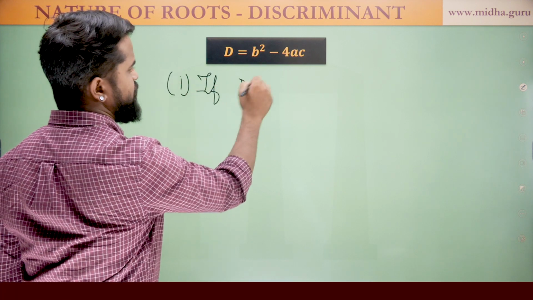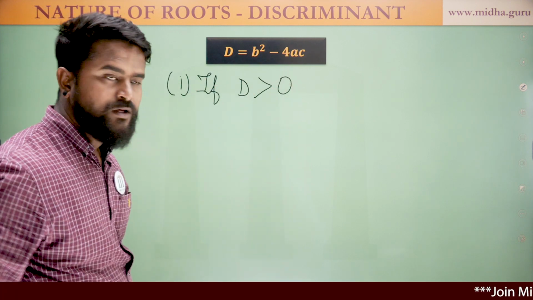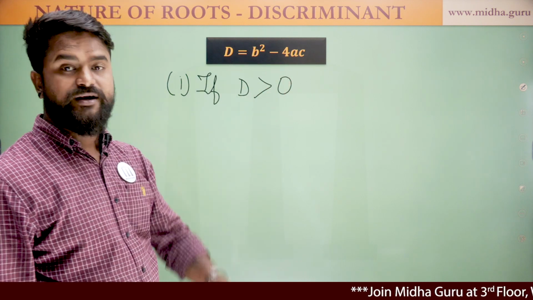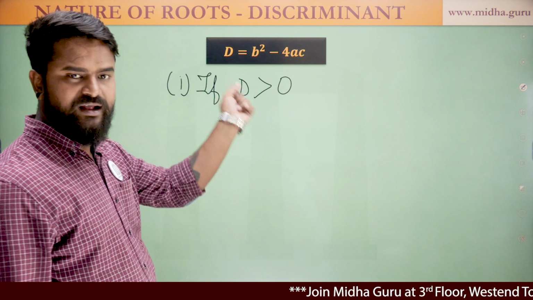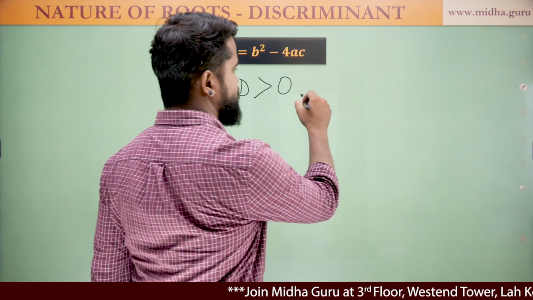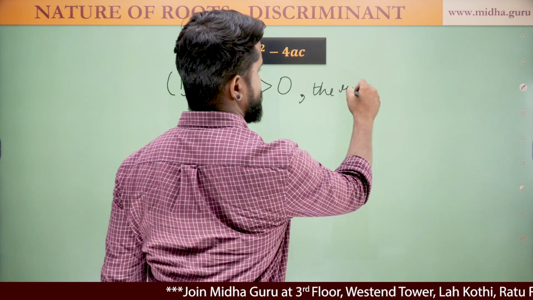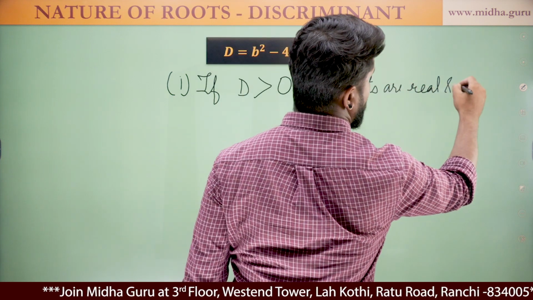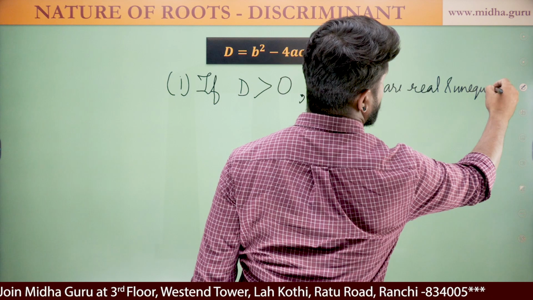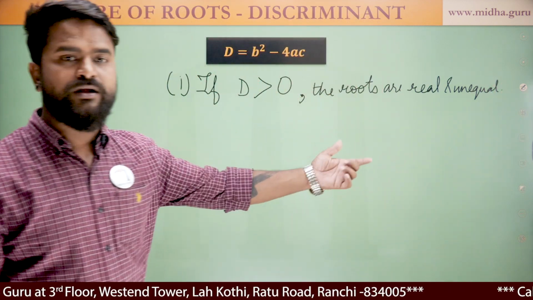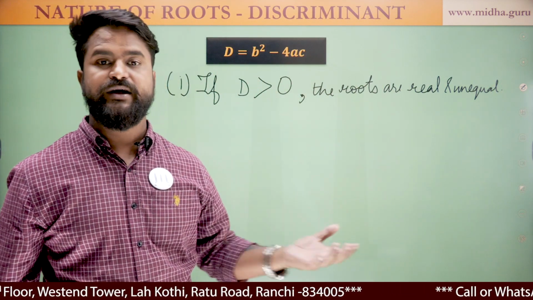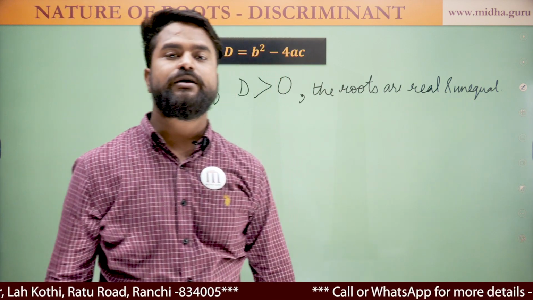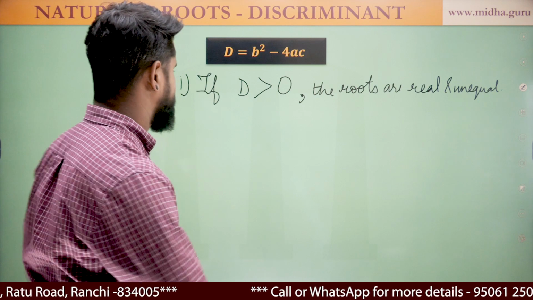If d is greater than 0. So now I calculate this value of b square minus 4ac and I see that it is greater than 0. That is, the discriminant d is greater than 0. Then I can say that the roots are real and unequal. That is, there will be real roots which can be found, which can be expressed as rational or irrational numbers, and they are not equal to each other.